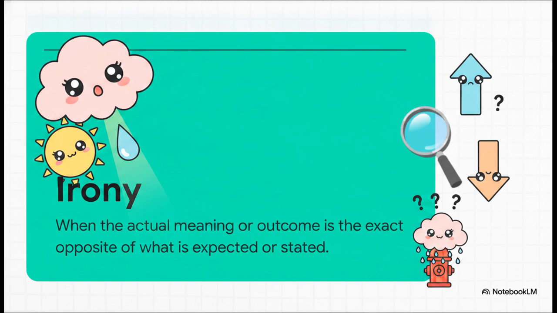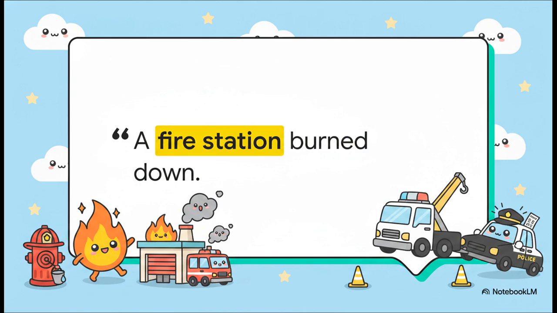It relies heavily on the stark contrast between what should logically happen and what actually does happen. These examples perfectly illustrate true irony. A fire station burned down. The very place built to extinguish fires is consumed by one. Or, the traffic warden's car was towed away for illegal parking. The exact person who enforces parking laws gets punished for breaking them. The universe completely twisting our expectations.